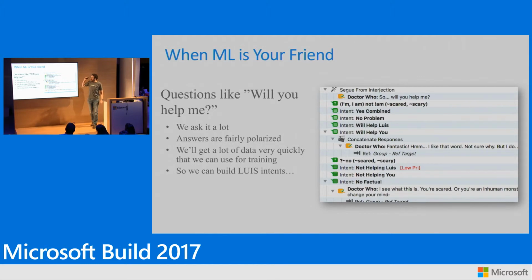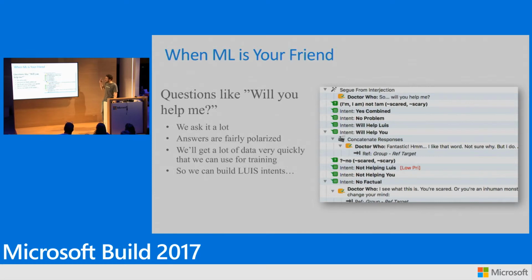Here's a question we ask an awful lot in Doctor Who. Will you help me out here? Are you ready to help me? Can you help me out? And this is a great place to use a machine-learned intent. The two different answers are pretty far apart. We ask it quickly. We ask it a lot, so we're going to get a lot of data.